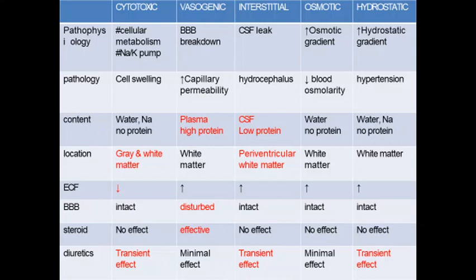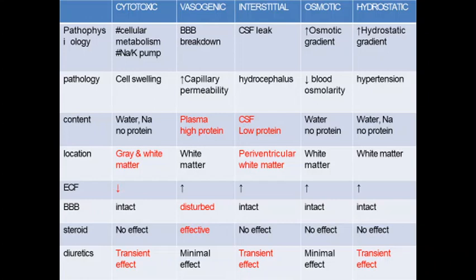Also here you can see a morphological difference. For example, in cytotoxic occurs cell swelling, in vasogenic increased capillary permeability, in osmotic decreased blood osmolarity, in interstitial we have hydrocephalus, in hydrostatic we have malignant hypertension. Then you can see location: in cytotoxic gray and white matter, in vasogenic only white matter, in interstitial periventricular white matter, in osmotic edema it is located in white matter, and hydrostatic also in white matter.